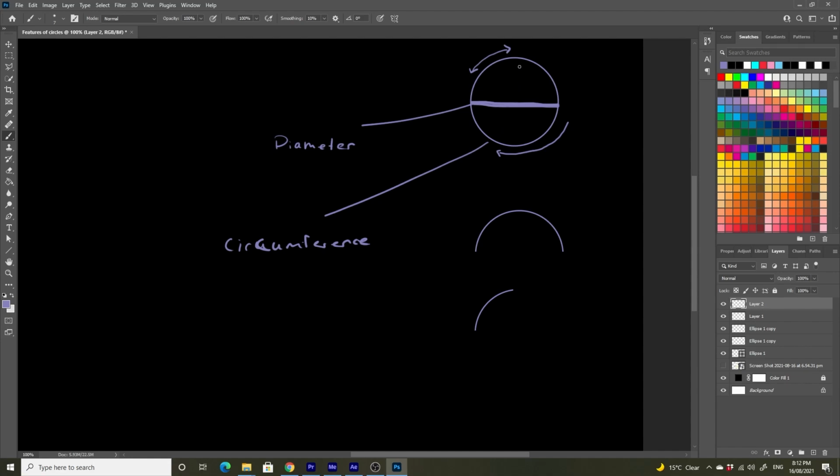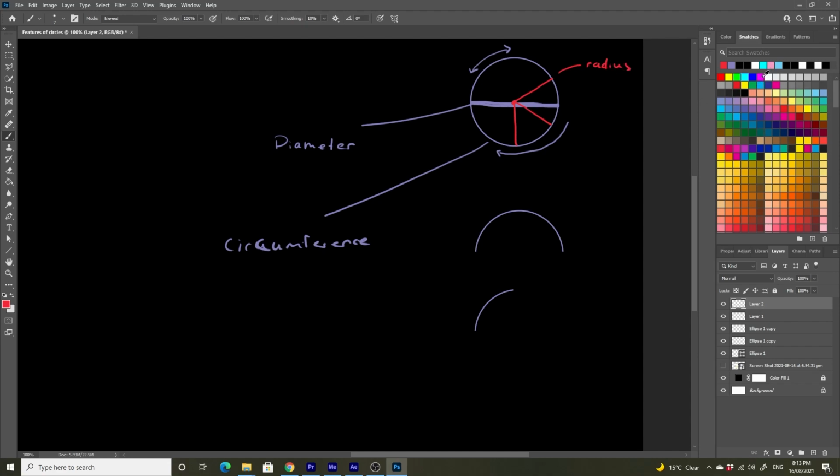Another important measure is the radius. So the radius is the distance from the center point to the circle's perimeter. And this can be at any point. These are all going to be equal. The diameter, the radius of the circle. This is the radius.